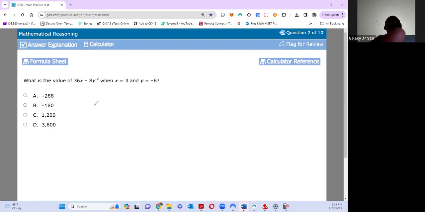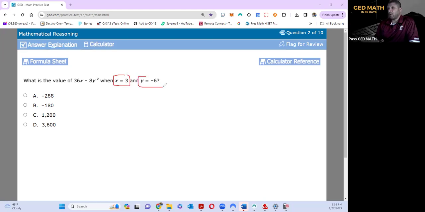Nope. You did? Okay, let's do it by hand. So x is equal to 3, y is minus 6. This is my algebraic expression. Identify your givens. So everywhere I see x, I'm going to put 3. Everywhere I see y, I'm going to put minus 6. So 36 times 3 minus 8. If you notice, this minus 6 is squared, so I'm going to put that minus 6 in parentheses.